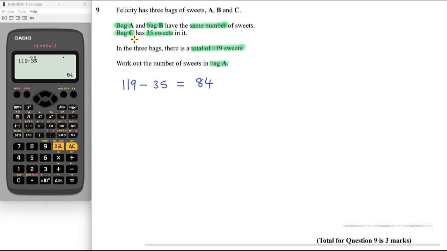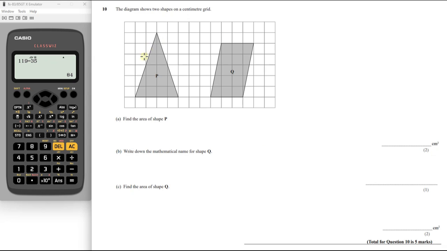So there are 84 sweets in bags A and B combined, but we also know they have the same number of sweets in A and B. So we can just divide this number by 2. So if we do 84 divided by 2, I don't need a calculator for that, I know that's going to be 42. So there's 42 sweets in bag A and 42 sweets in bag B, and the question says work out the number of sweets in bag A, so that's just going to be 42. That's my answer, 42.